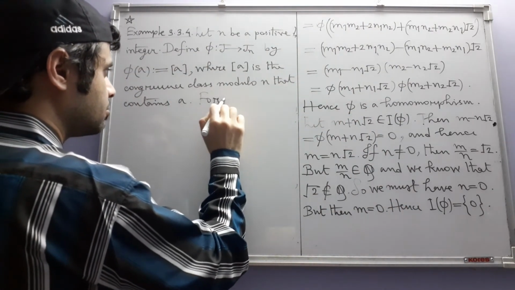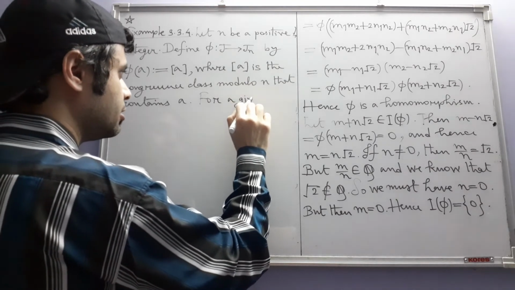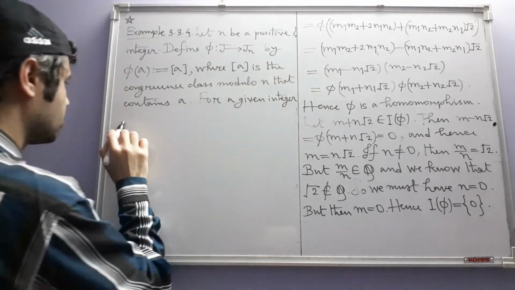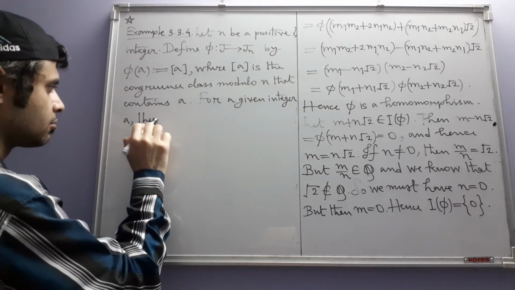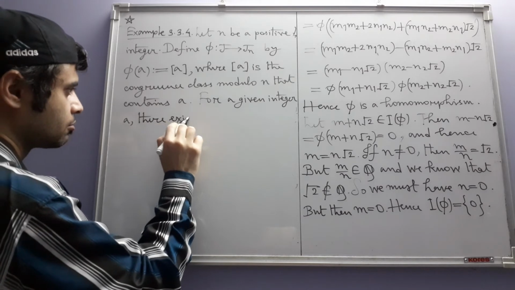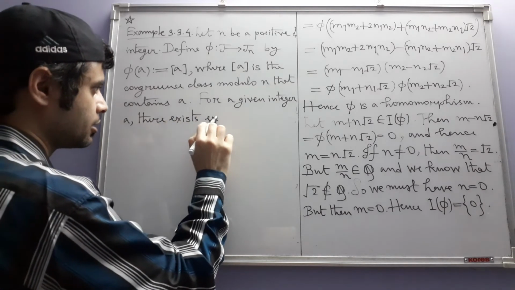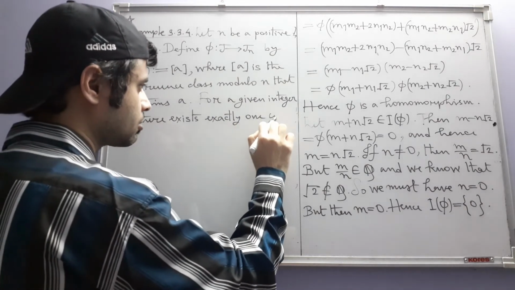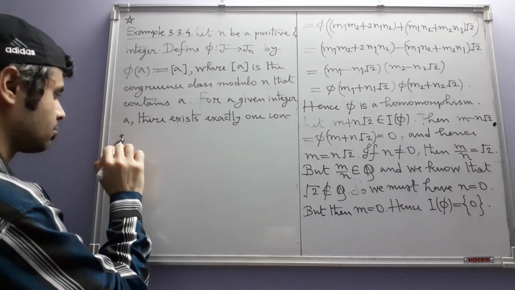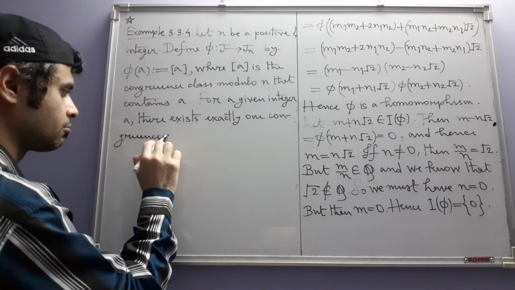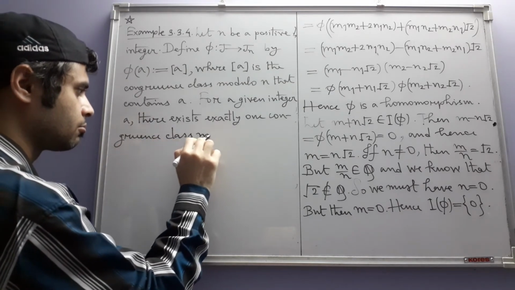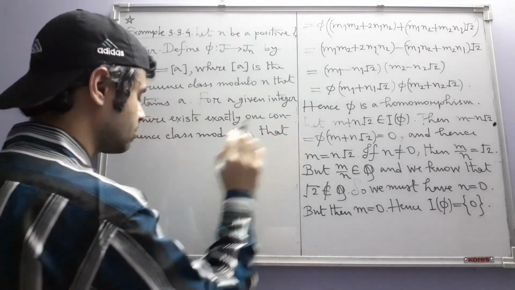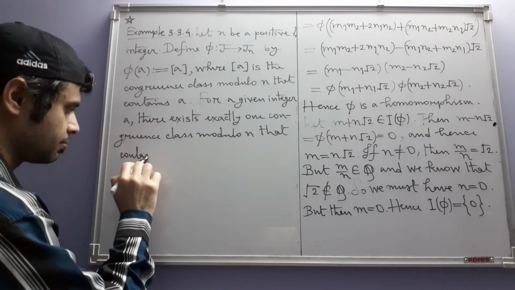For a given integer a, there exists exactly one congruence class modulo n that contains a.